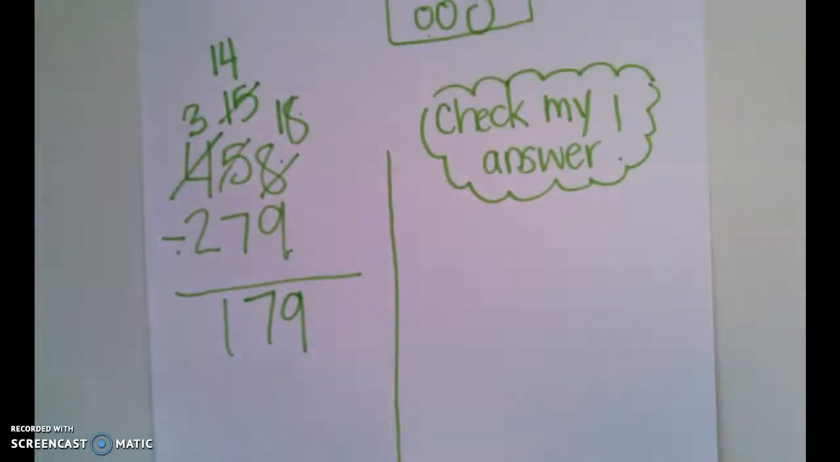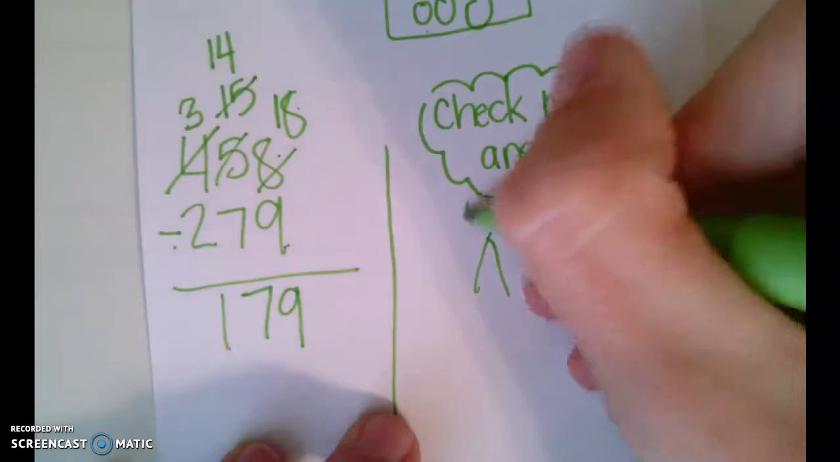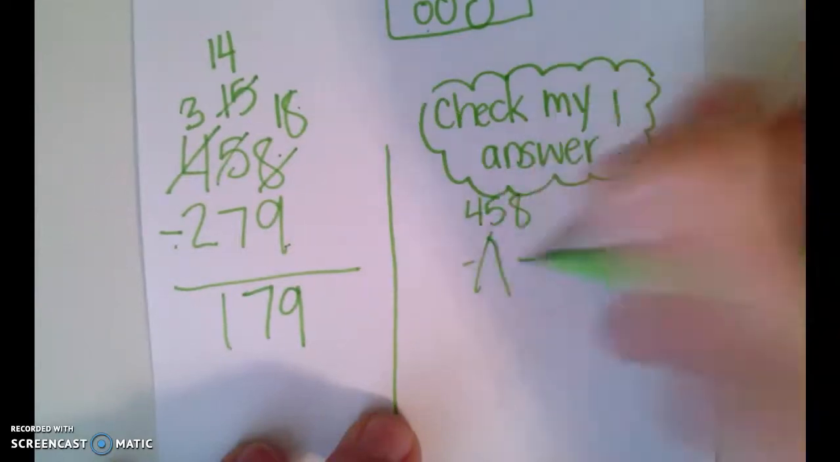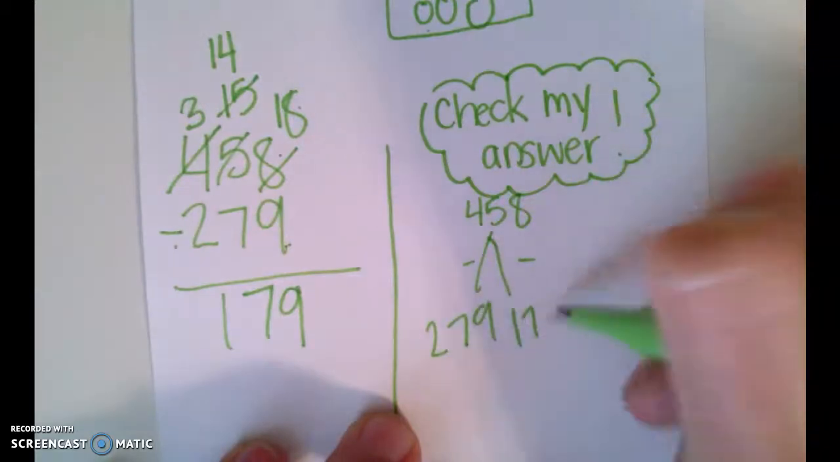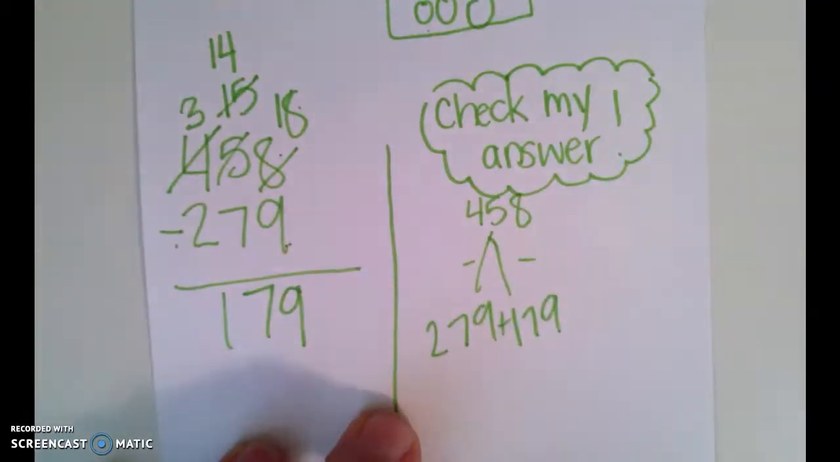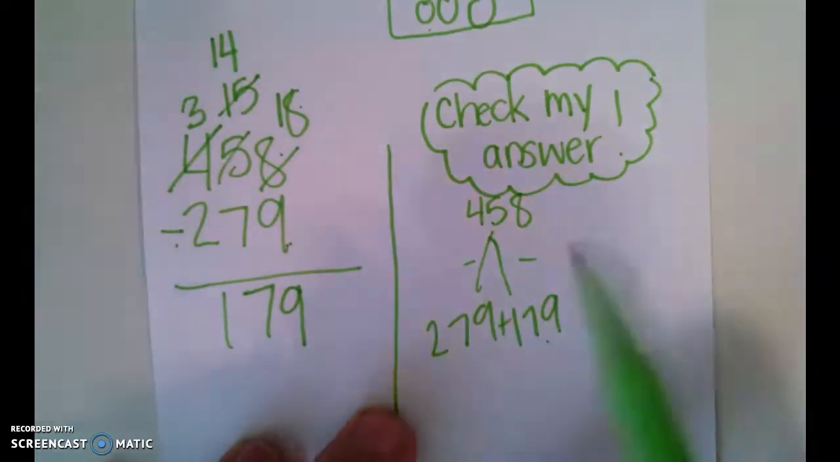Now, how do I check my answer? The problem said to show how I checked my answer. Well, if I think about a math mountain and 458 is my total, 279 and 179 are my two add-ins because I just solved for this one. I can check my answer by adding these two add-ins to see if I get to my total.